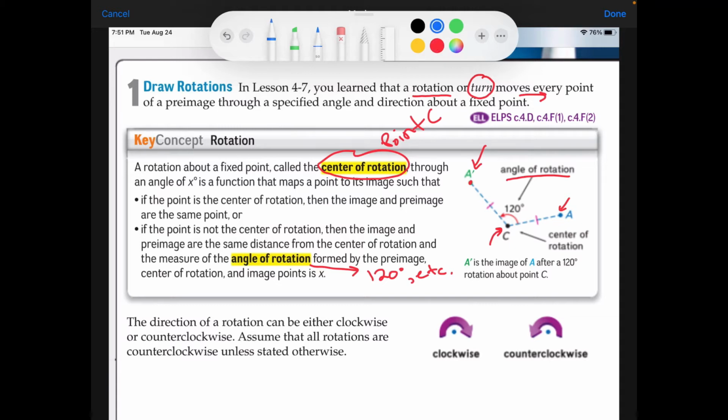And I just want to point out this word here that says maps. When we say that something has been mapped, it basically is another word for transformed. It has been transformed, it has been moved from one point to the other, it has been mapped.